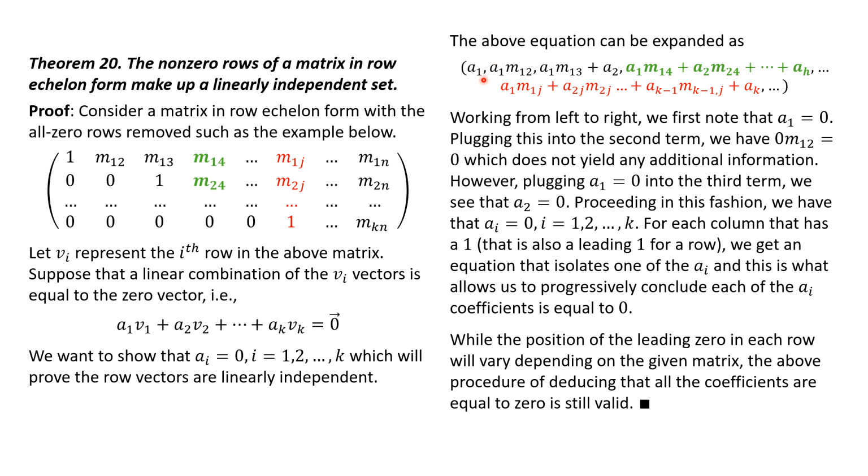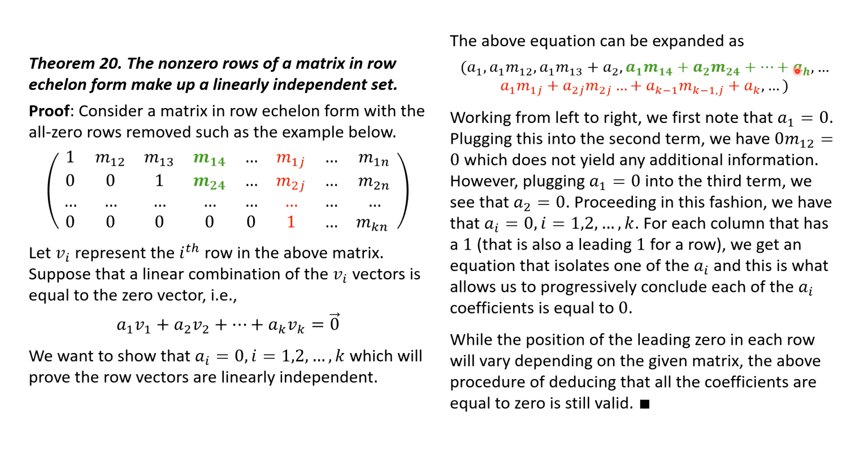We got A1 equals 0. The second one doesn't help much because even though we know A1 is 0, we just get 0 times M12 equals 0, so we don't get any additional information. But the third one gives us more information because we have A1 equaling 0, plus A2, and this whole thing has to equal 0. So that gives us A2 equals 0.